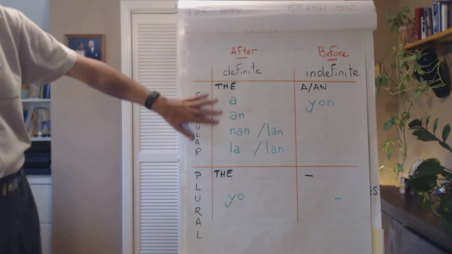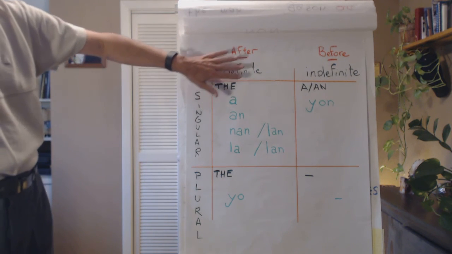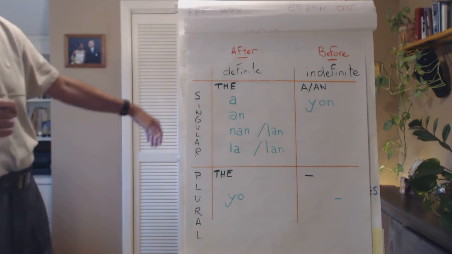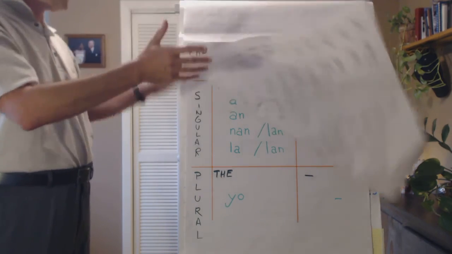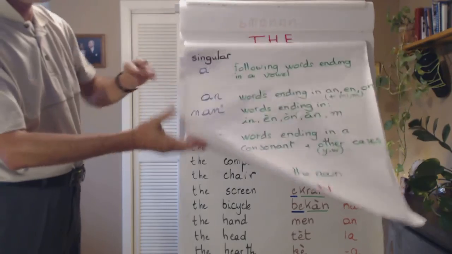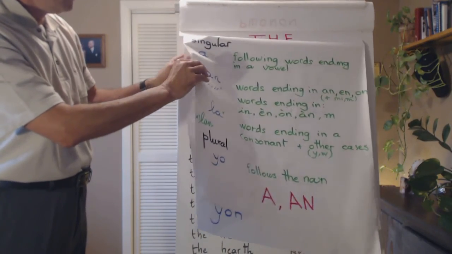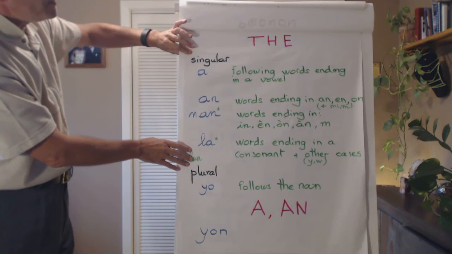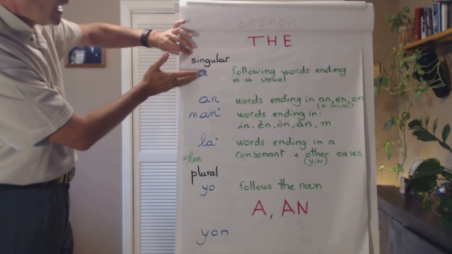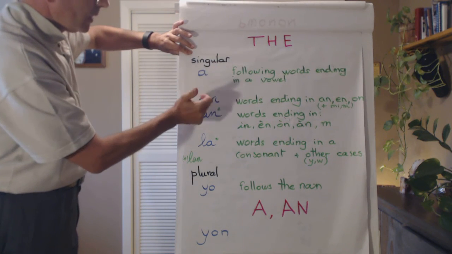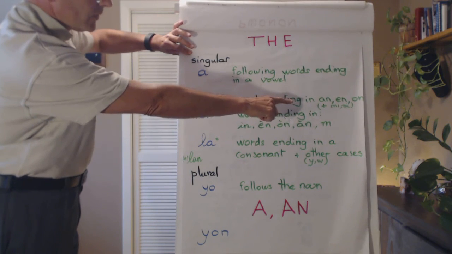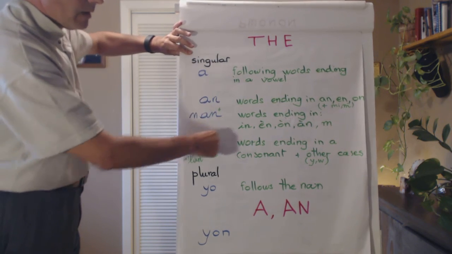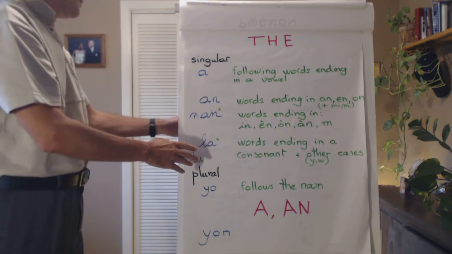So we can keep this in mind. Definite and indefinite. After the noun, before the noun. Singular, plural. So again, we need to understand this rule, especially for the definite article, when it's singular: a, when the noun ends in a vowel, en, when it ends with a nasal sound, non, ending with an N or M sound, and la for the rest, most of the time consonants.